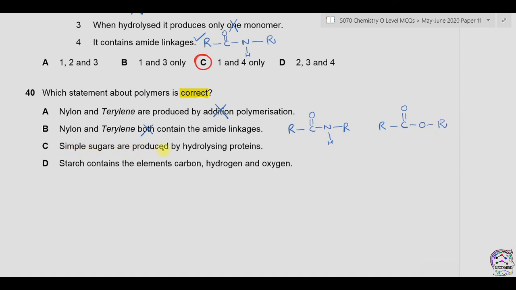C. Simple sugars are produced by hydrolyzing proteins. Now when proteins are hydrolyzed, actually amino acids are formed. Simple sugars are not formed. So this is incorrect. D. Starch contains the elements carbon, hydrogen and oxygen. Now the general formula for starch is C6H10O5 repeated a number of times. So D is correct. So the answer is D.